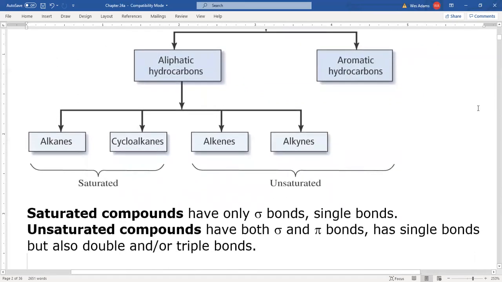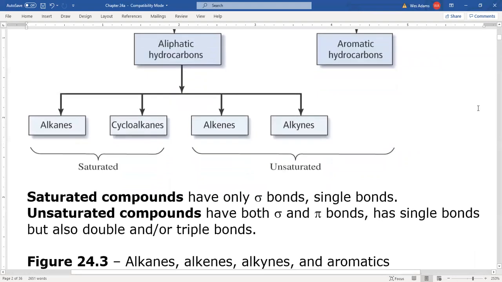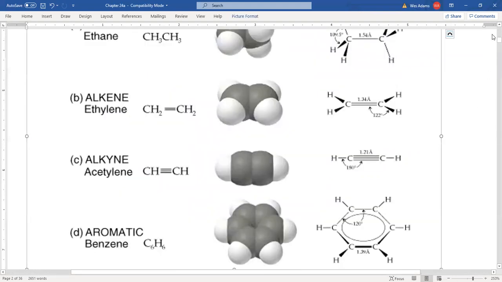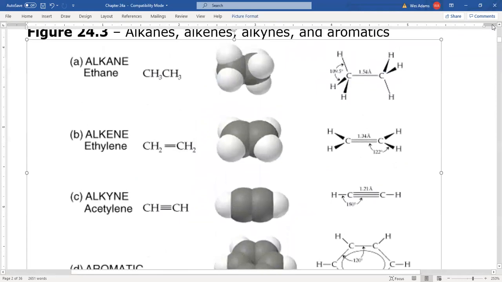So as we were saying, saturated have only sigma bonds or single bonds, no double or triple bonds. So unsaturated compounds have a mixture of sigma and pi bonds, meaning they have single bonds in them, but also double and triple bonds in all likelihood. So here are some pictures of some of these structures. So an alkane like ethane, you can see it as a space filling model, and you can see it as a structure to the far right that illustrates its geometry, where you got one coming towards you, one going away, and one in the plane of the screen.